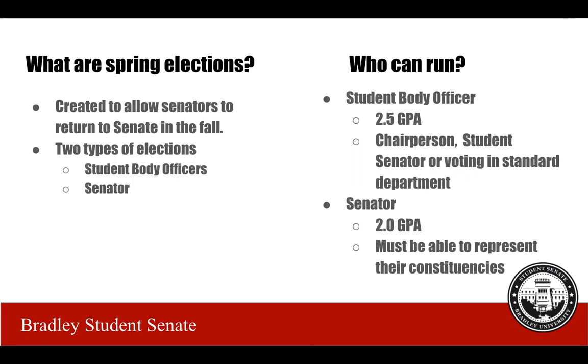So who can run for these elections? In order to run as a student body officer, you need to have at least a 2.5 GPA and have previously been a chairperson, a student senator, or been voting in Senate through a standard department. For a senator, you must have a 2.0 GPA and must be able to represent your own constituencies. By that, we mean that if you are a sophomore, you have to run as a sophomore senator. You can't run as a junior or senior senator. You need to be able to represent your class, depending on what grade you are, not by credits.